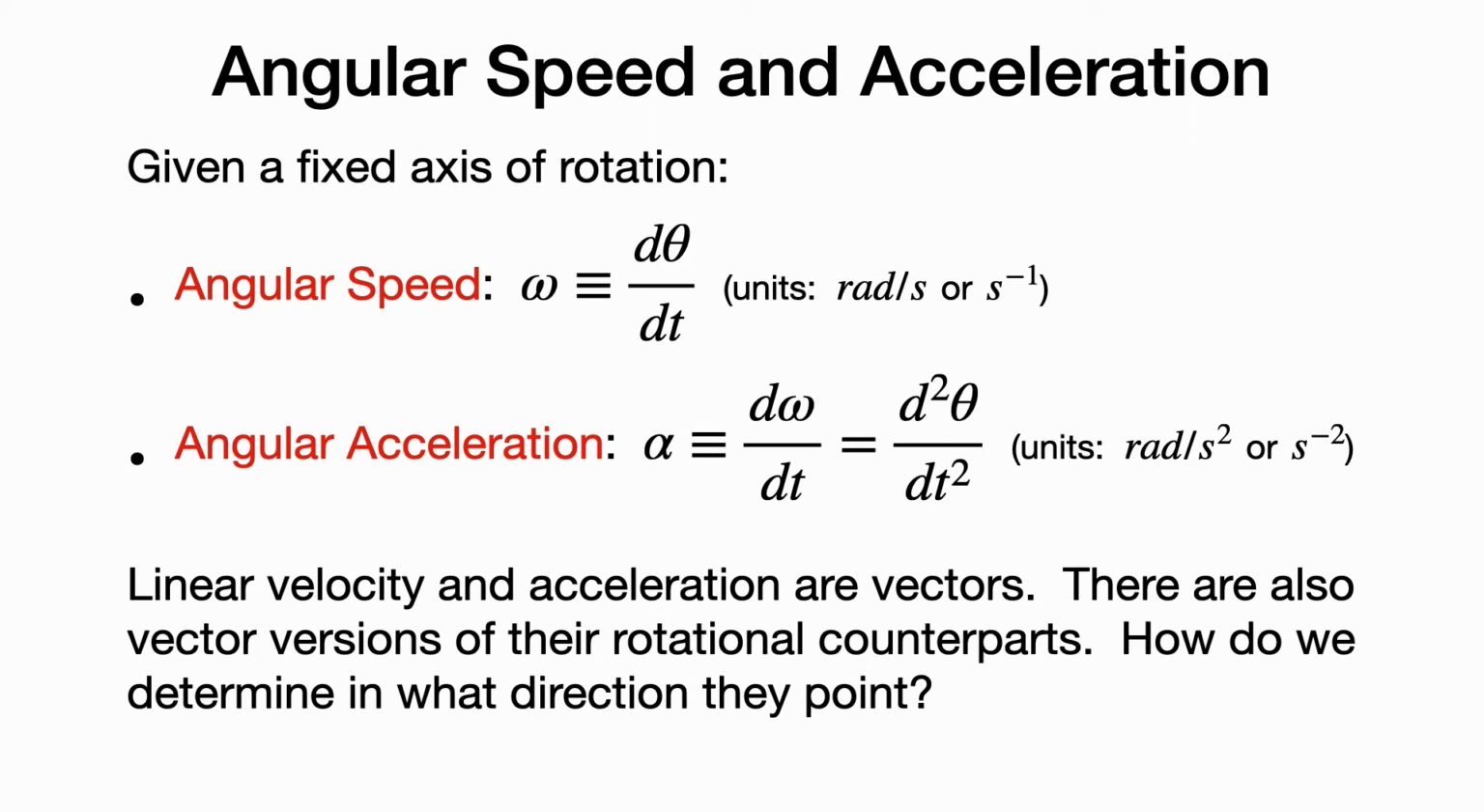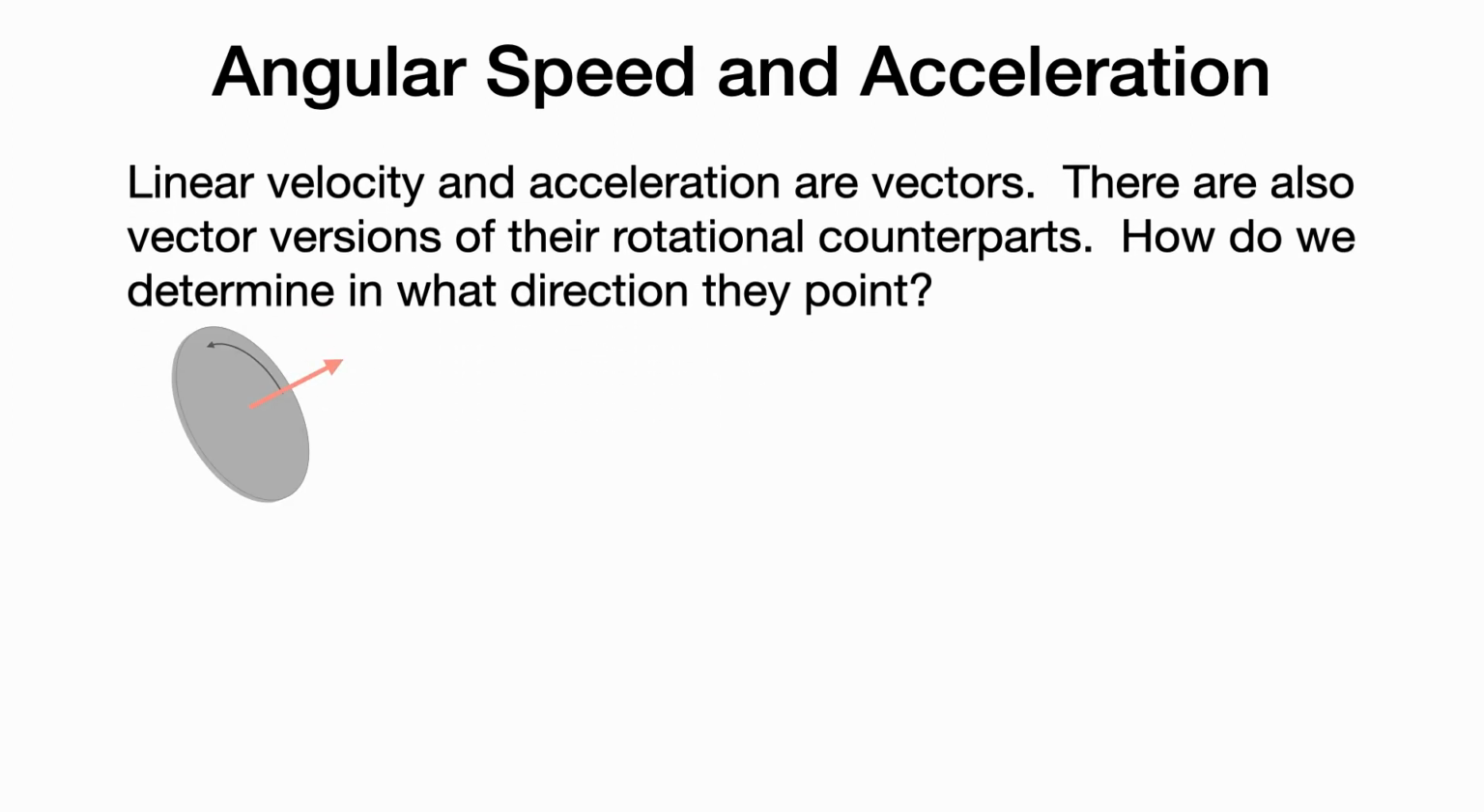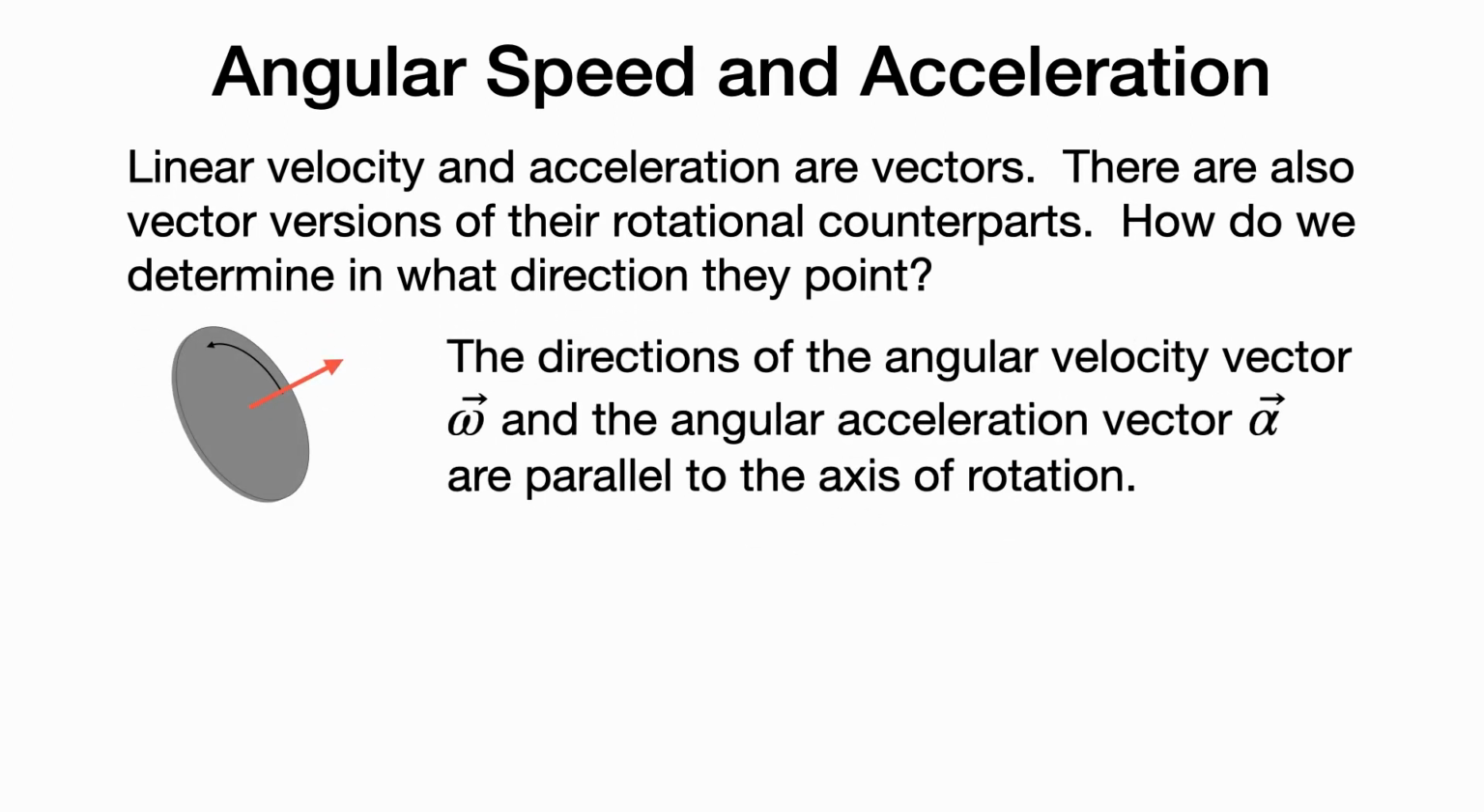Now, linear velocity and acceleration are vectors. There are also vector versions of their rotational counterparts. How do we go about determining in what direction they point? Well, the directions of the angular velocity vector omega and the angular acceleration vector alpha are parallel to the axis of rotation, but this gives us two possible directions for each vector.